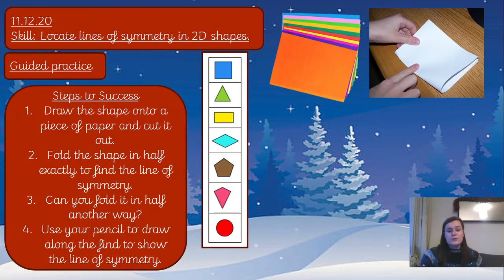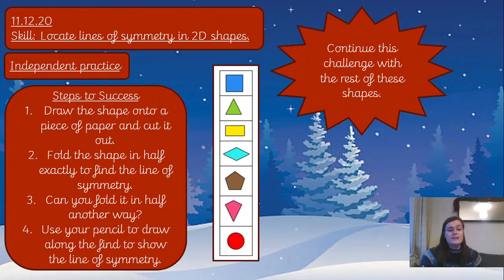So that was our guided practice, and for your independent practice today, I'd like you please to continue this challenge with the rest of the shapes. So on this strip of shapes in the middle of your screen, we've done the square, the triangle and the rectangle, so I'd like you to carry on with the last four on your own and have a go and see how many you can find.